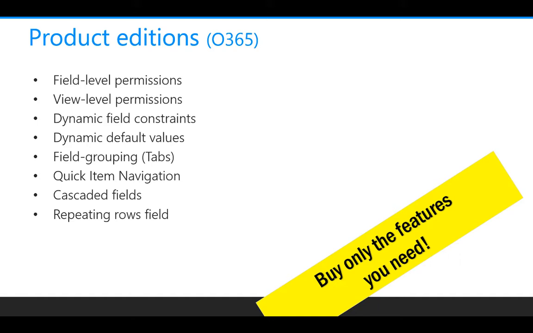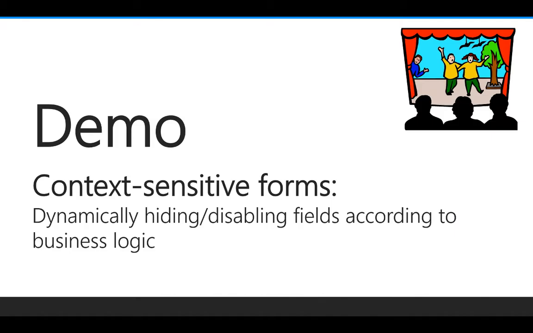So we're not going to spend a lot of time in the slides in this webinar. We're going to do a lot of demos, and I really want to show you the product. So let's go to our first demo. Our first demo will be on context-sensitive forms. Basically, how can we dynamically hide or disable certain fields according to business logic?